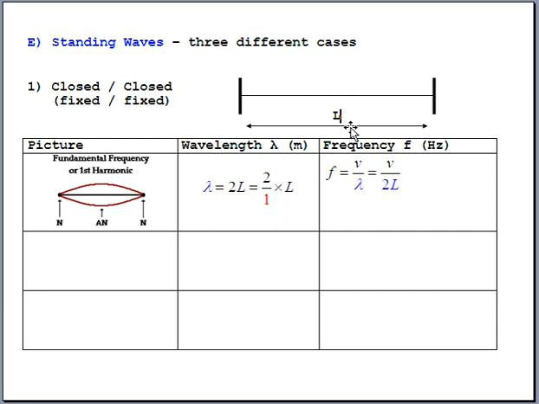Okay, frequency. Just using our equation, all I'm doing is using the idea that v is equal to lambda f, and I'm just rearranging that for f, trying to find frequency. So it would be the velocity of the wave.